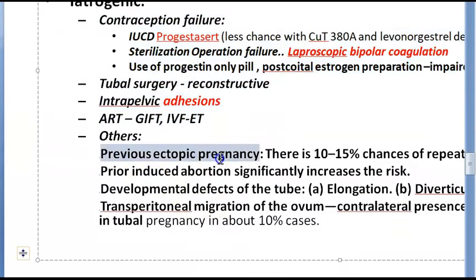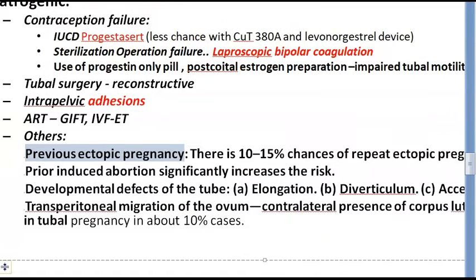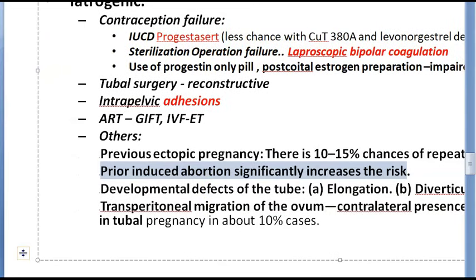Look here. So if they had a previous ectopic pregnancy, then what will happen? The tube has already suffered. Now the next oocyte also comes there. It will try to stay there, and because of all the inflammation, adhesion, and the cilia which are not beating, something is stopping the oocyte from coming forward down, I feel. So then prior induced abortion significantly increases the risk. So these people had an abortion prior which was induced.